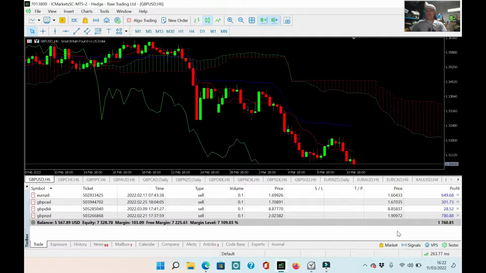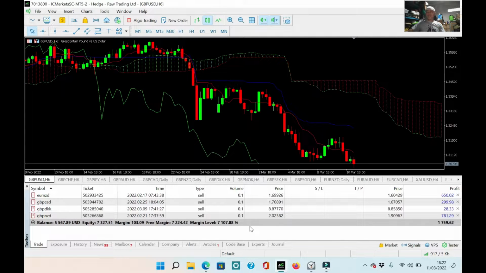And for the moment, my position is in profit 1,700 something, but equity is 7,300 something. Margin level is 7,000. For me, this is a quite good number, because I would like to keep the margin level always above 5,000%. So I will break down every position that I have.